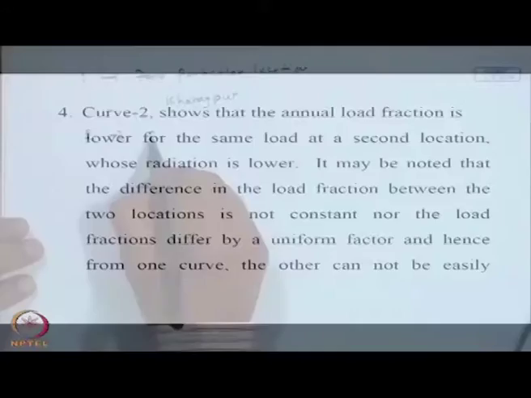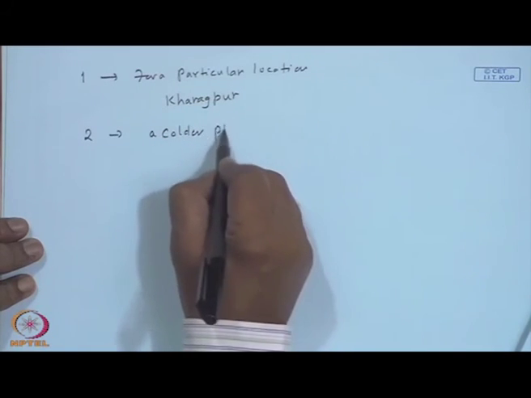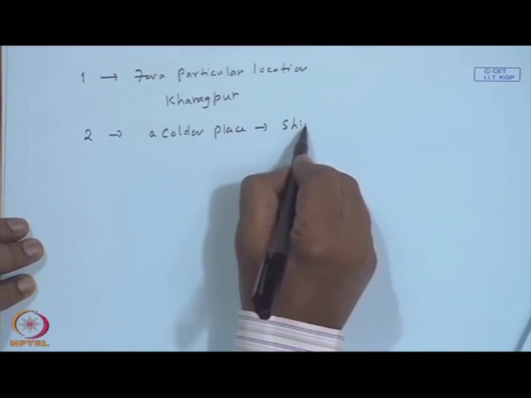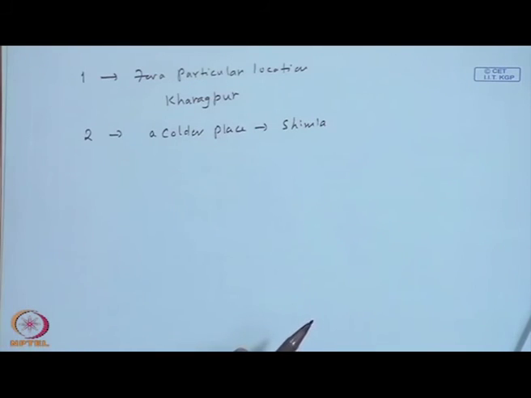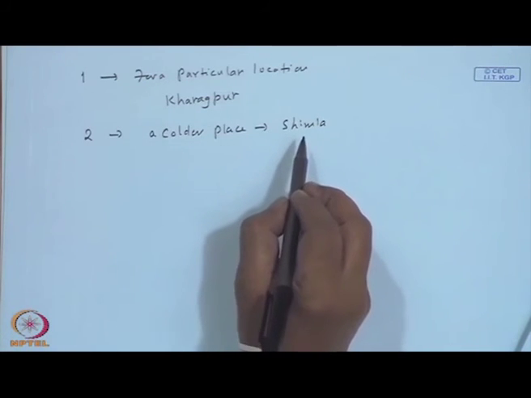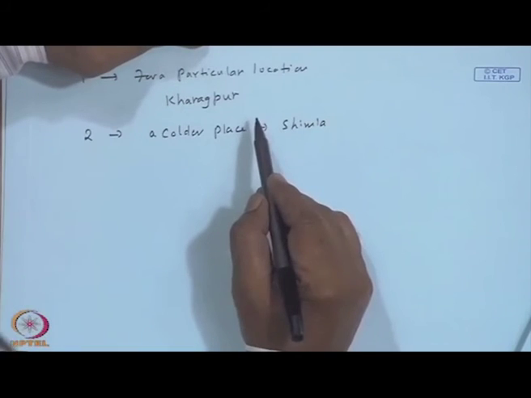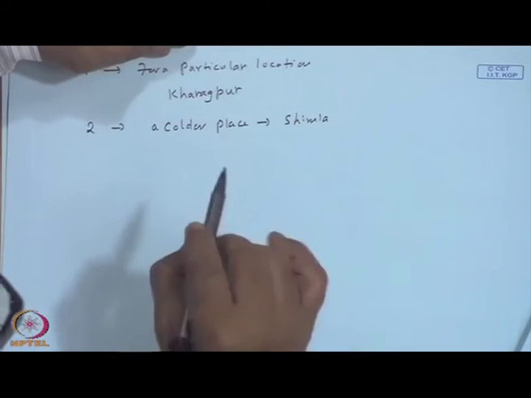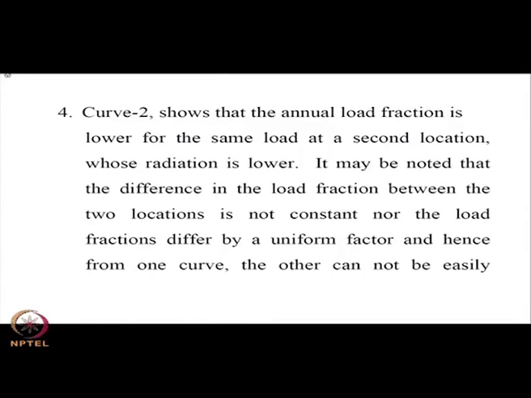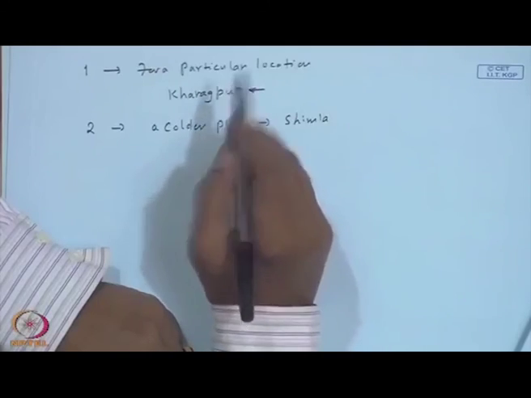This may be a colder place, maybe Shimla. So, the same system, if you put it in Shimla or a cold place, it will deliver energy maybe the same or less, because my solar radiation is less, but the solar load fraction will be less on two counts. Useful energy delivered by the collector is lower and the load also is higher, if it is a space heating system. Or even if it is a water heating system, simple, your ambient temperature or minimum inlet temperature to the collector will be much lower than what it could be in Kharagpur or Chennai.